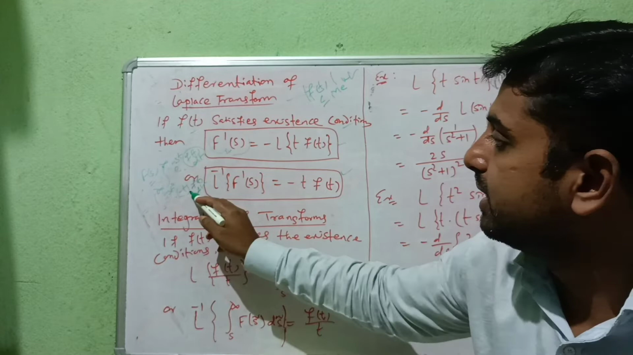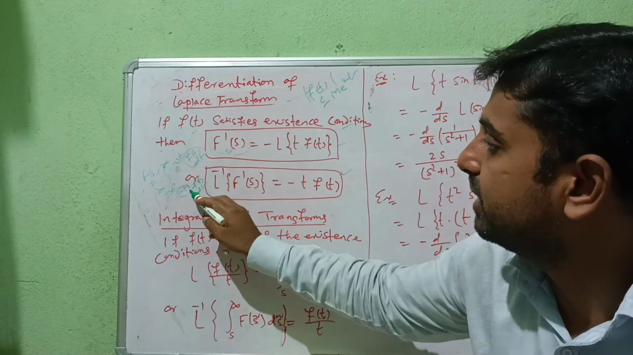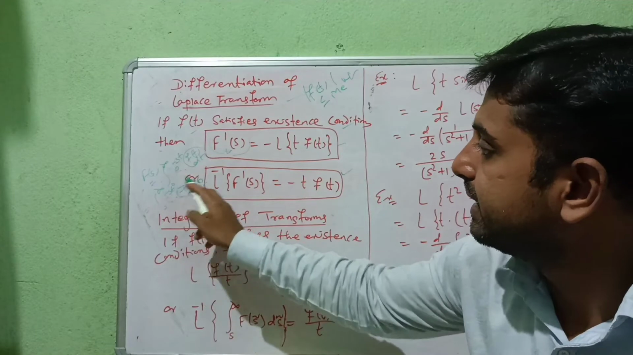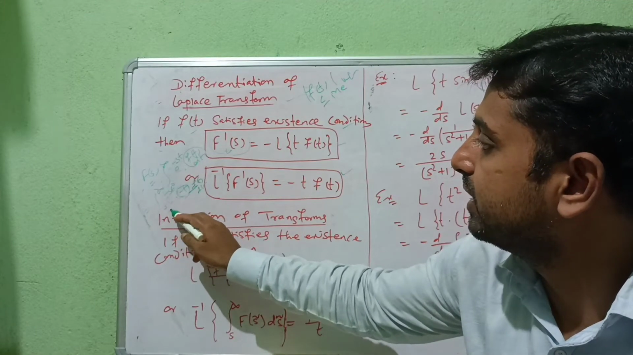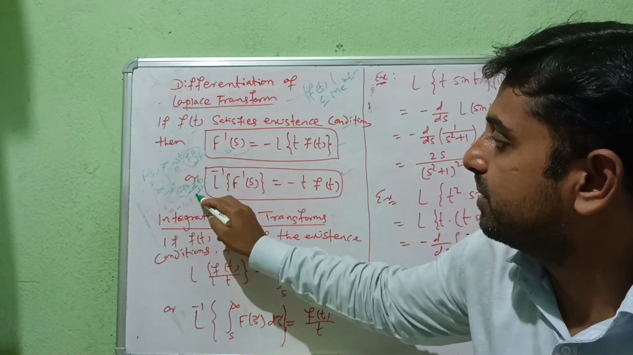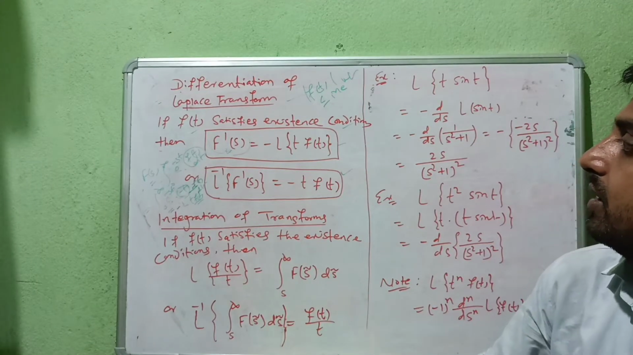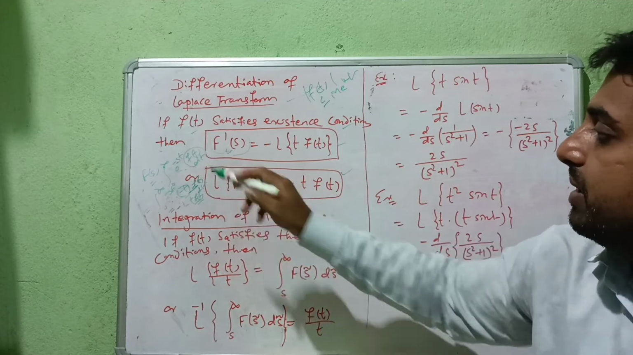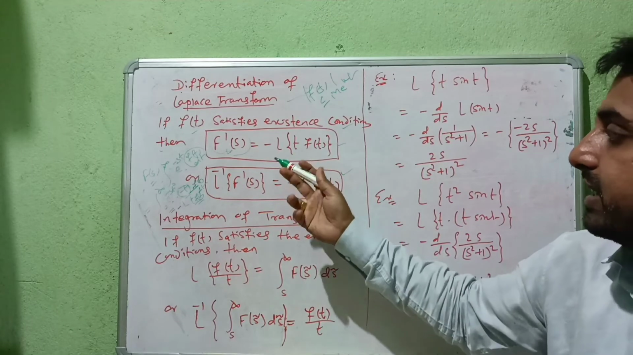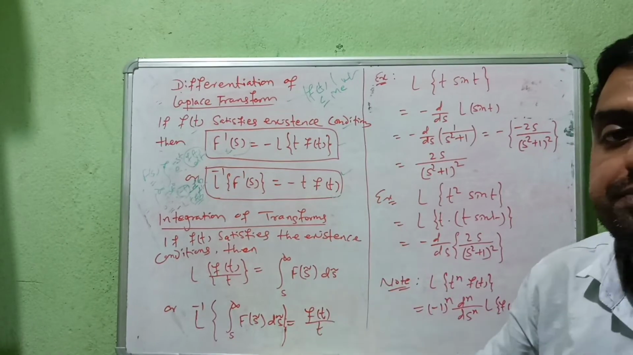And take this minus t, because now in place of f of t it is t f of t, and e to the power minus st is there. So this integral can be written as minus Laplace of t f of t, right? So therefore we can find this formula in this way. So F dash s is minus Laplace of t f of t, or if you take its inverse, Laplace inverse of F dash s is equal to minus t f of t. Clear?